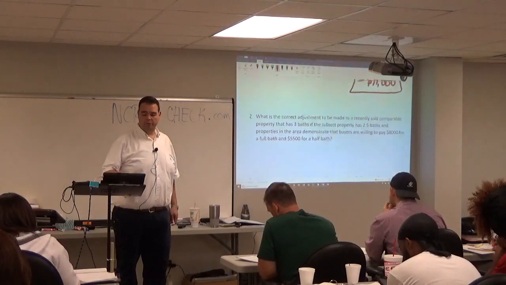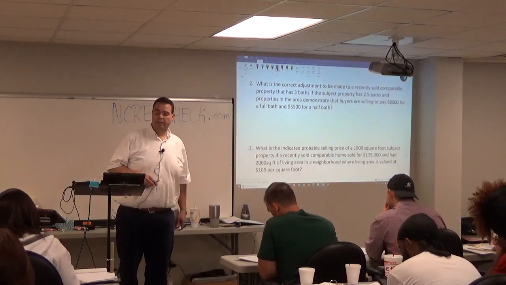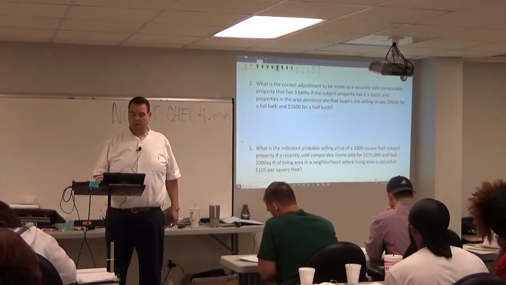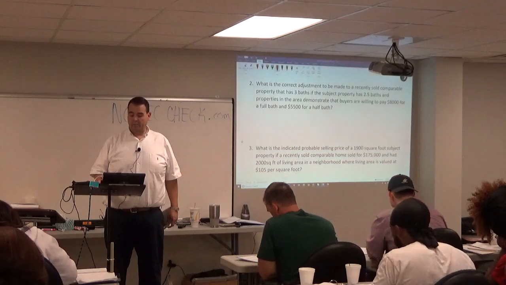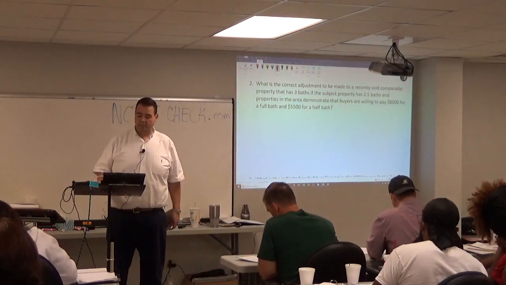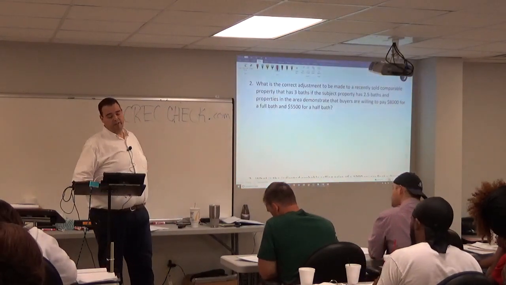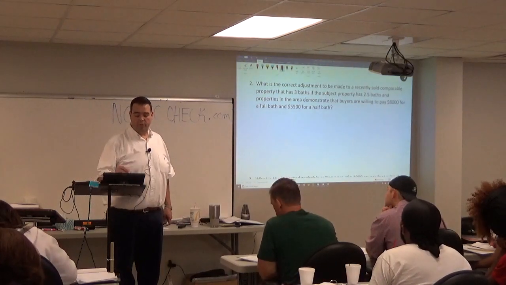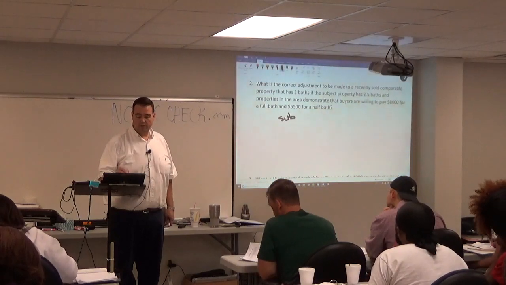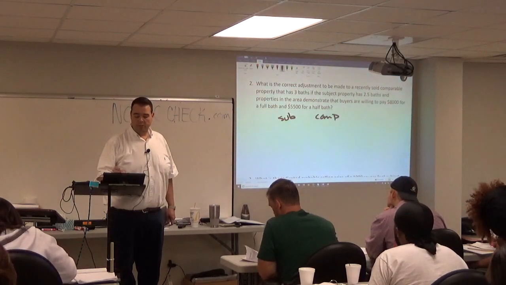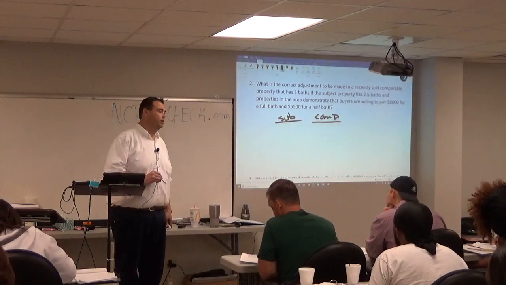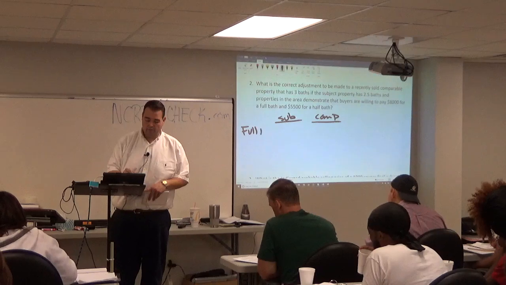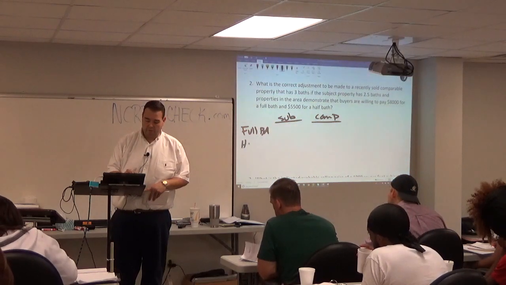All right, then number 2. What's the correct adjustment to be made to a recently sold comparable property that has 3 baths if the subject property has 2.5 baths, and then they give us adjustments that say that properties in the area, buyers are willing to pay $8,000 for a full and $5,500 for a half. So same sort of thing here. We've got our subject, we've got our comp, and we're adjusting for baths. So how did I say we were going to list baths? We're going to separate them out. Do full baths and half baths.